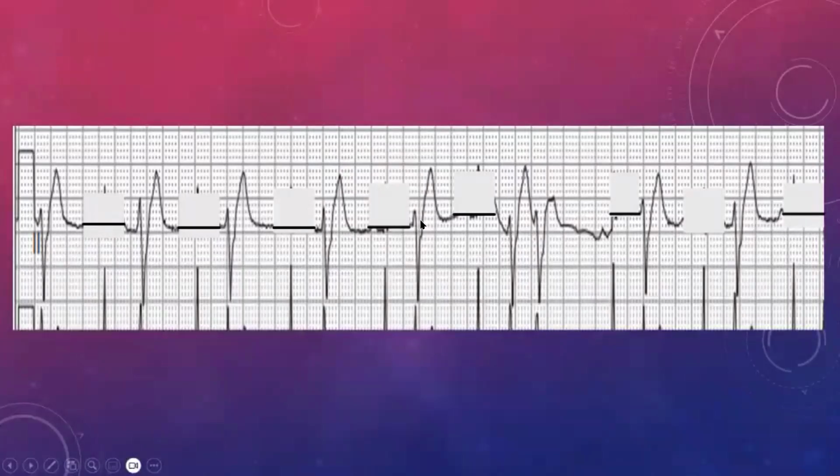Number one, you'll notice that preceding each of these scary QRS complexes, we don't see a P wave. That's the first thing. So they're not being stimulated by the atrium. Number two, we notice that they are quite wide. So when you have wide QRS complexes, they are generally coming from the ventricle, right?